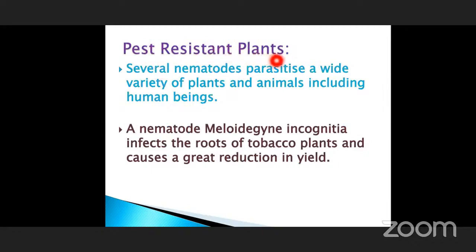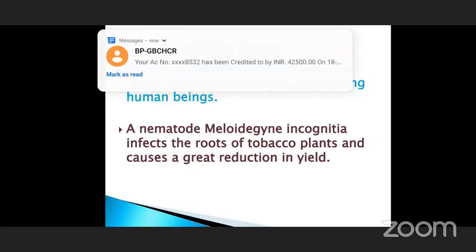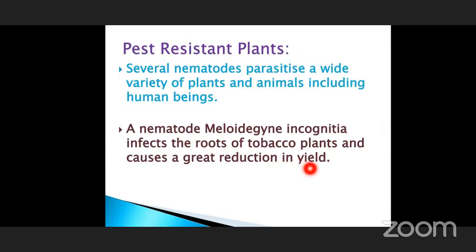Next, coming to pest resistant plants. Several nematode parasites affect a wide variety of plants and animals, including human beings. A nematode, Meloidogyne incognita, infects the roots of tobacco plants and causes a great reduction in yield. This name is somewhat difficult, so remember it carefully.